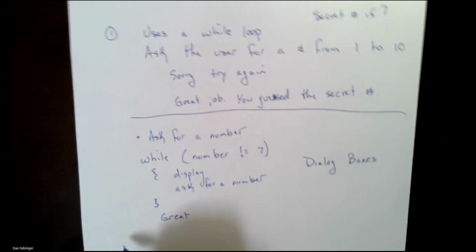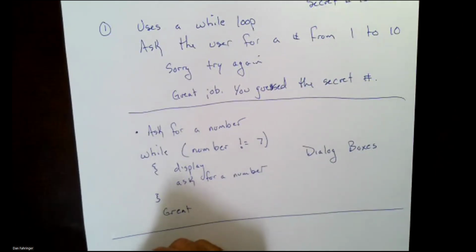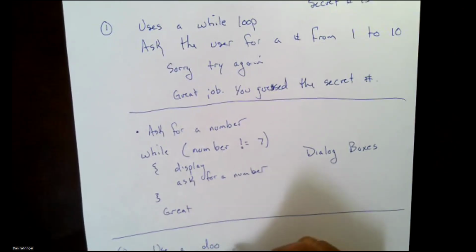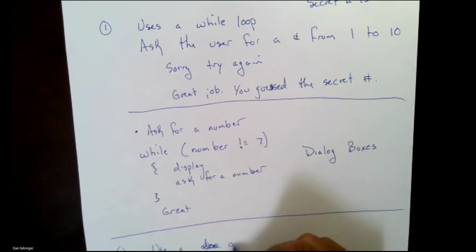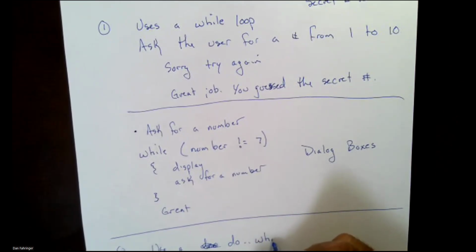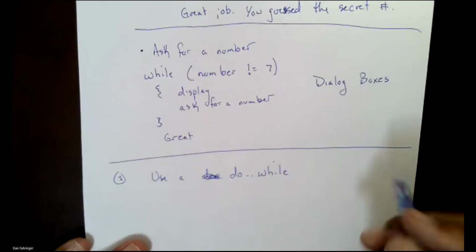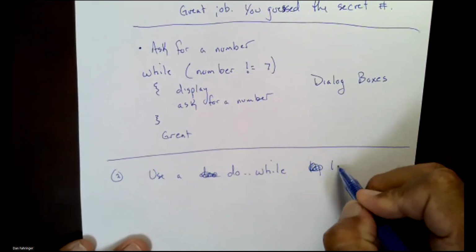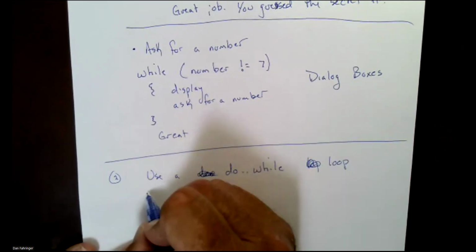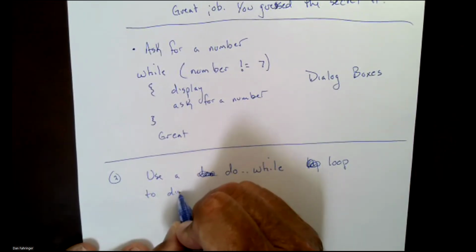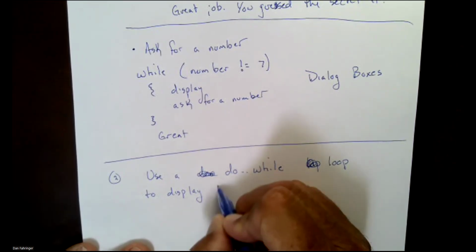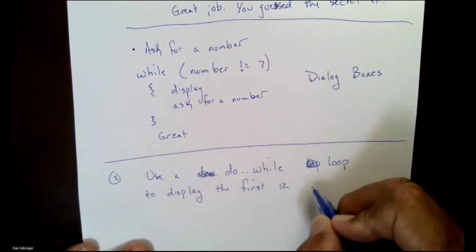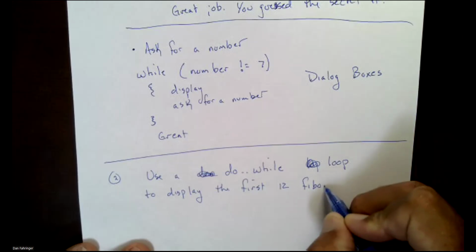Okay. Number two, second program, use a do while loop. I'm gonna have to clean this up. Oh my goodness. Slow down. Use a do while loop to display the first 12 Fibonacci numbers.